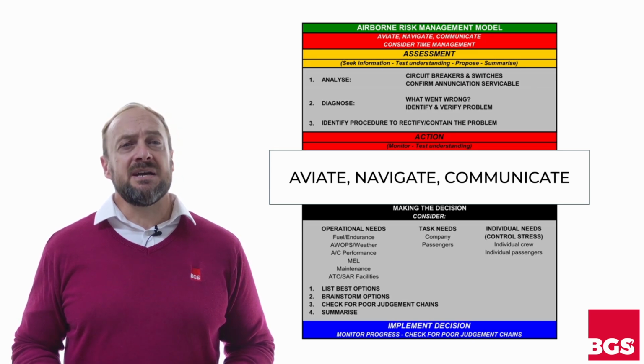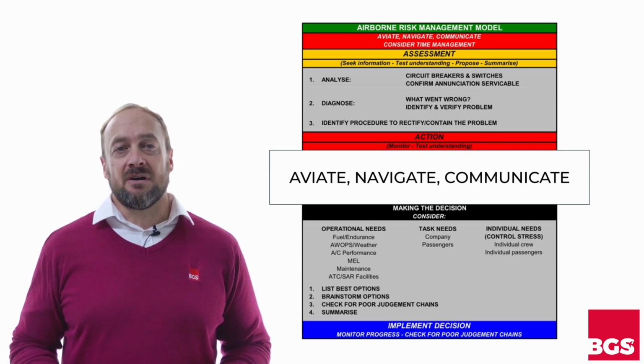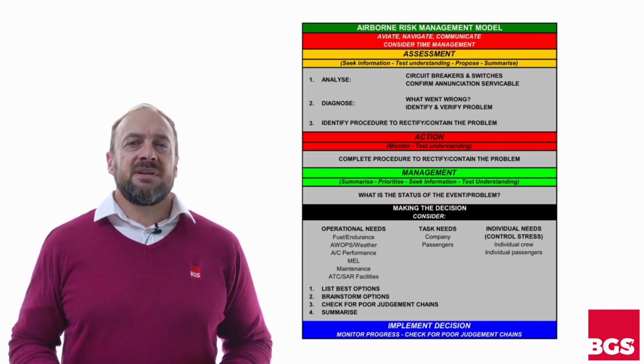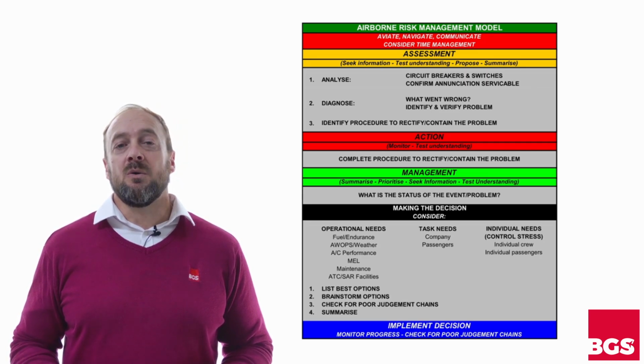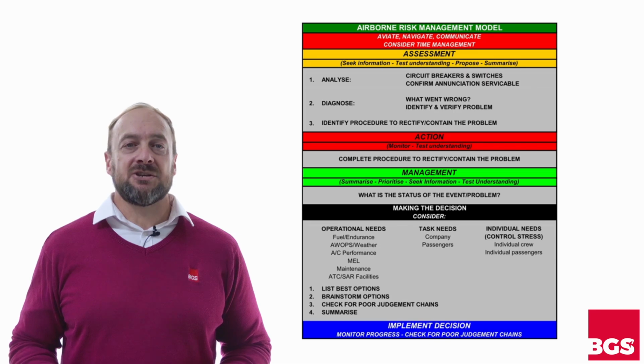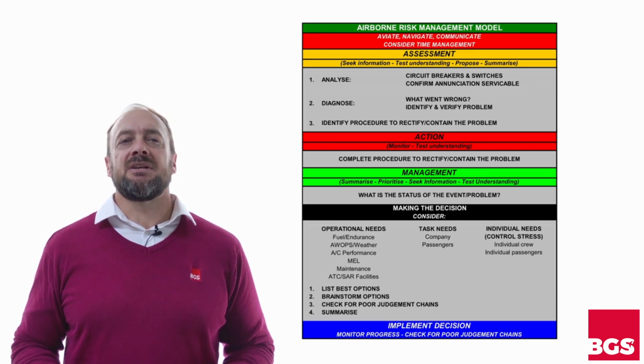We then communicate with ATC. You'll make either a mayday or a pan call. You will tell them what your problem is and what your intentions are. Once you've completed the relevant checklists and have spoken to ATC, and if time permits, we can look at the RMM. We will assess, action, manage the problem, make our decision and implement that decision. Let's look at each section individually.